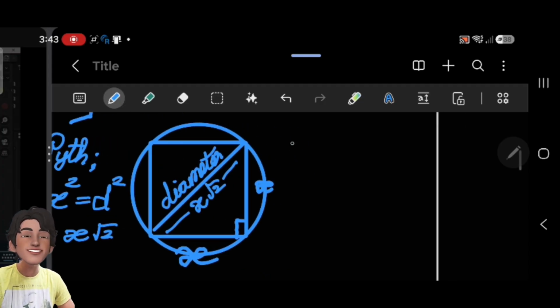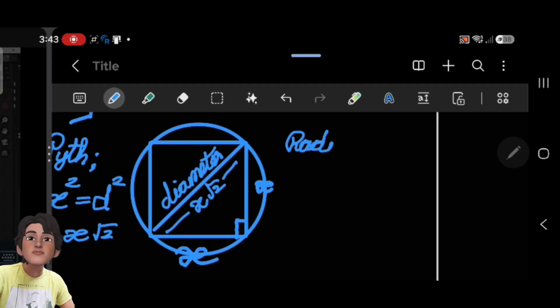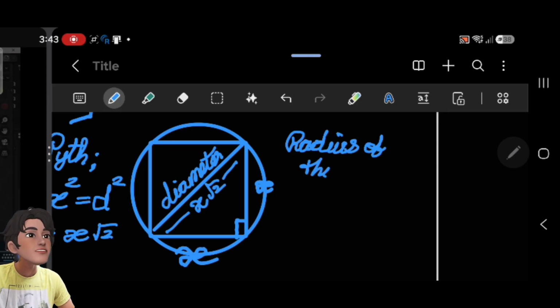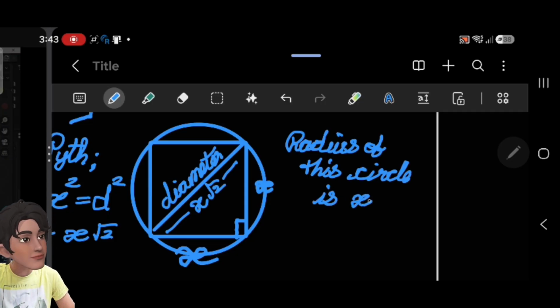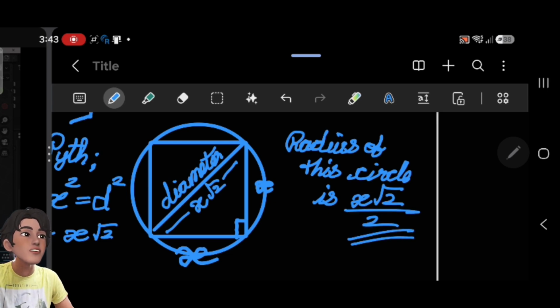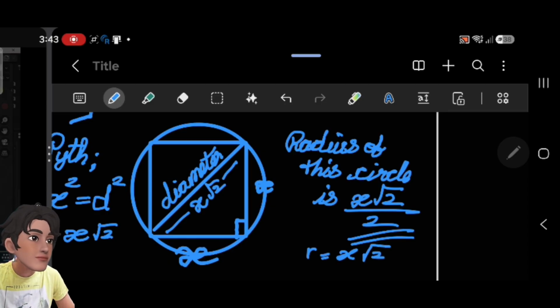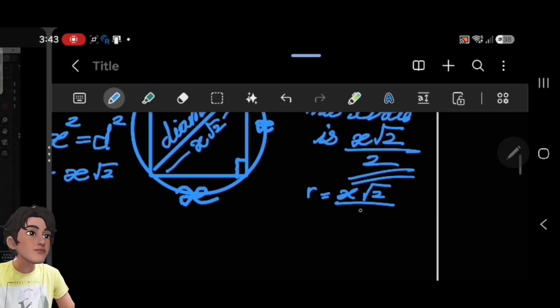Now finding the radius of this circle in terms of x. Therefore, the radius of this circle is nothing but diameter by 2. The value of diameter is x root 2, so the radius is equal to x root 2 by 2. I'm denoting the radius of this circle with lowercase r: x root 2 by 2.